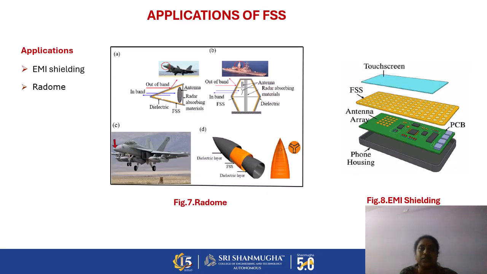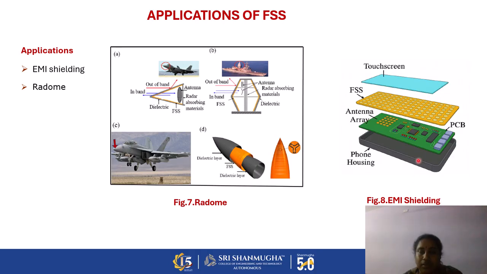And next one is applications. These are a few applications I mentioned here: how we are fixing the FSS structure in EMI shielding, and then radome structures, and also in satellite communication, that is in wireless communication. The first application I mentioned here is the radome structure. In the radome part, this is the FSS prototype. Here we are fixing the FSS element in the radome structures. And next one, this is EMI shielding.